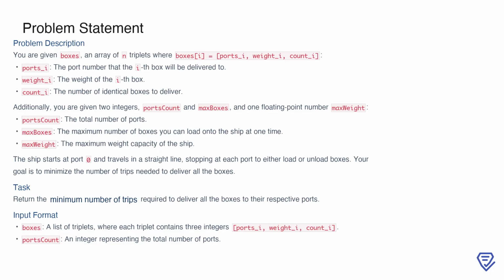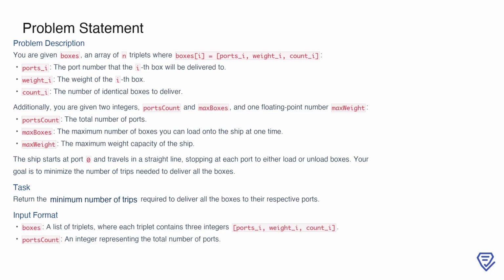Additionally, there are three constraints to consider. First, ports count specifies the total number of ports available. Second, max boxes is the maximum number of boxes that can be loaded onto the ship in a single trip. Lastly, max weight is the maximum weight capacity that the ship can handle at one time.